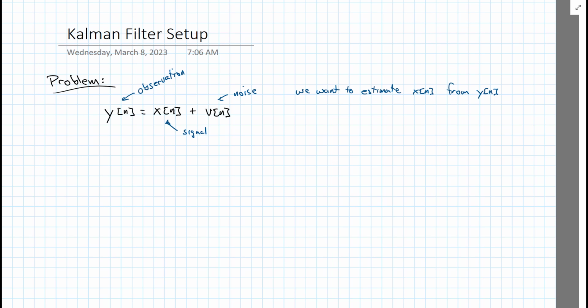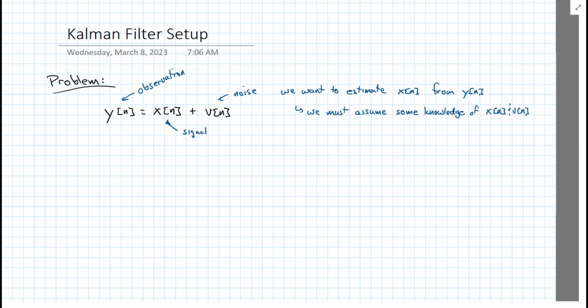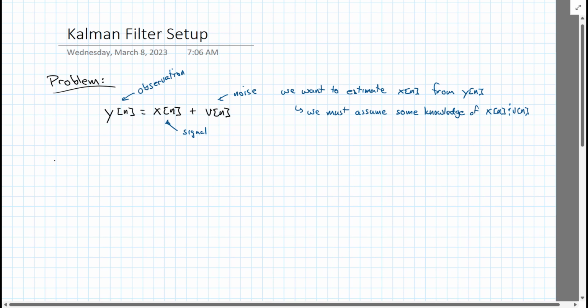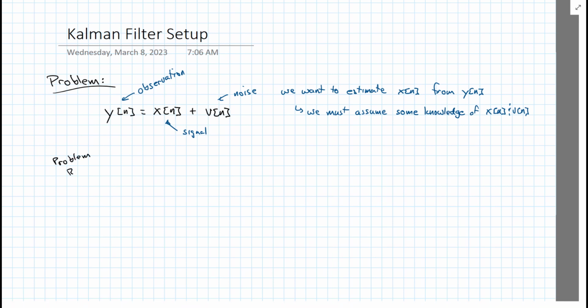The problem is this is really hard to do. If I were to give you the number 40 and say that is composed of two numbers, what are they? You would have no idea where to start. So we have to assume some sort of knowledge about X and V. In order to encapsulate this knowledge, we're going to re-express it, or rephrase the problem. We'll do this a couple times as we work toward the actual Kalman solution.